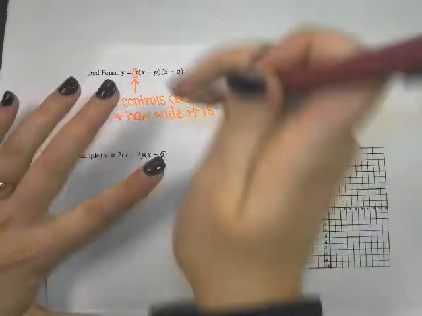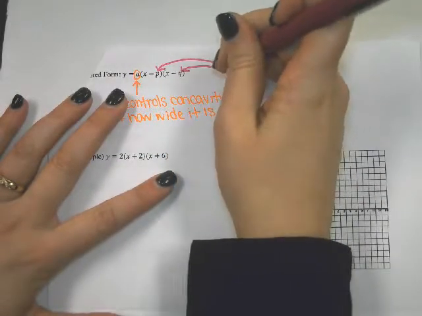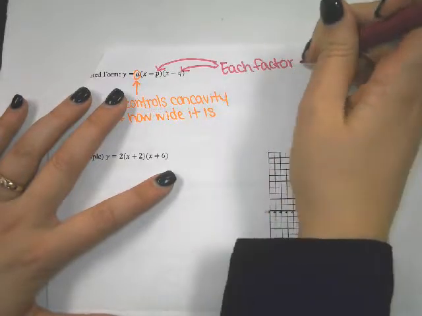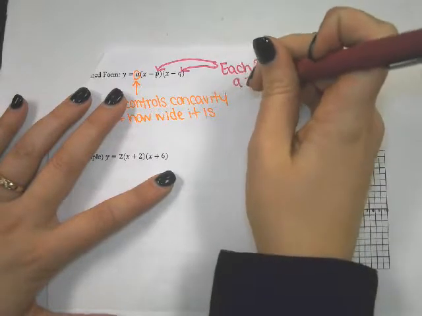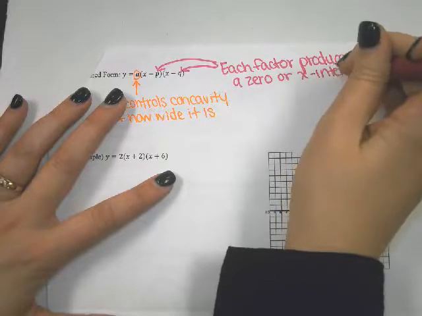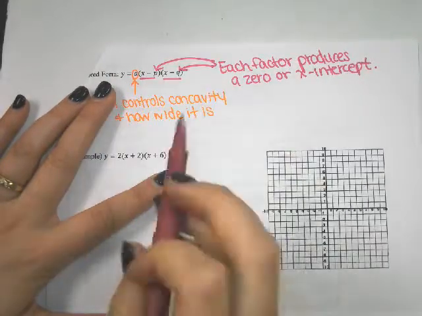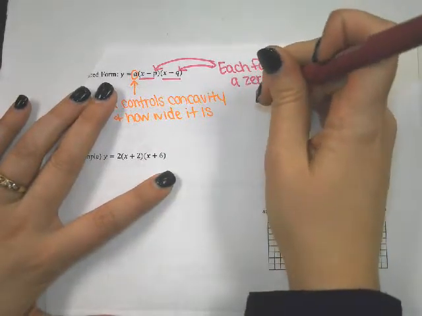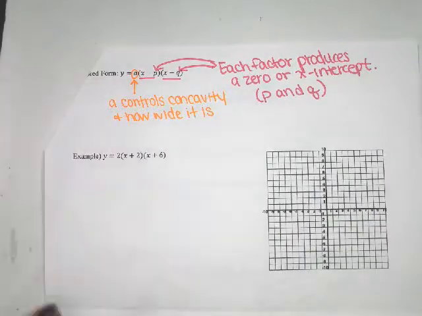P and Q, each factor produces a zero or x-intercept. So we'd look at what makes each factor zero, and that's going to give us the zeros of our function. So P and Q in this case.